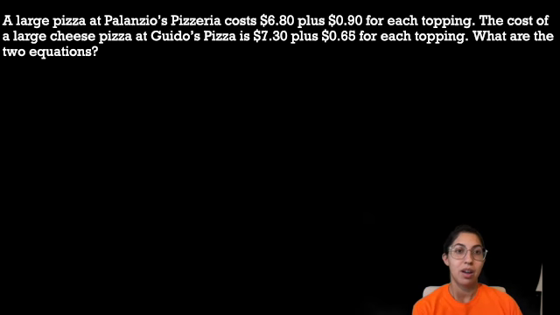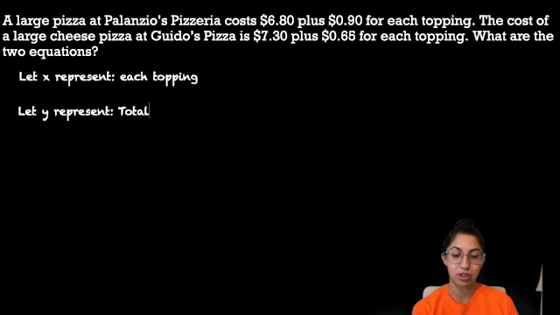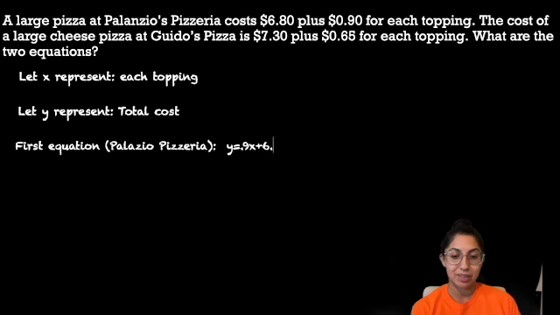So here we go. We're looking at Palanzio's Pizzeria first. Let x represent each topping, because that's going to be next to our slope. Let y represent the total cost. So our first equation is going to be Palanzio's Pizzeria, which says $6.80 plus 90 cents for each topping. So I would write y equals 0.9x plus 6.8. I do have a typo there, which is okay. Since it's money, you can drop off any zeros and just add them back at the end. Okay, so that is our first equation.